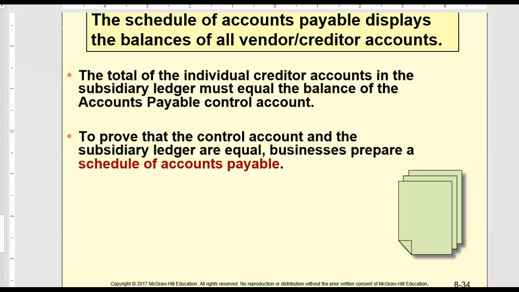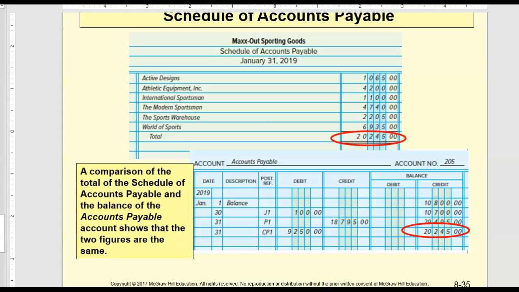Okay, so they want you to do what's called a schedule of accounts. That's basically comparing your accounts payable, listing them all, adding them up, making sure the total, sort of like a trial balance, equals the accounts payable in the accounts payable ledger. So all you're doing is comparing the accounts payable ledger to the schedule of accounts payable and making sure that they both equal.